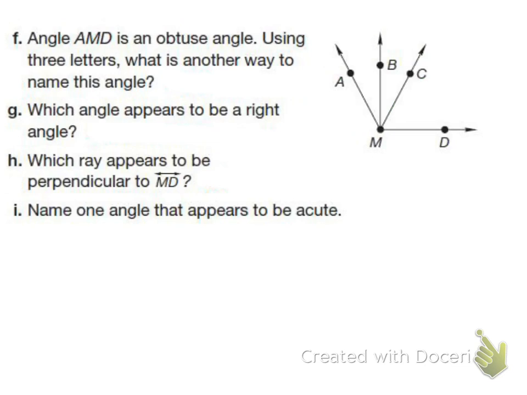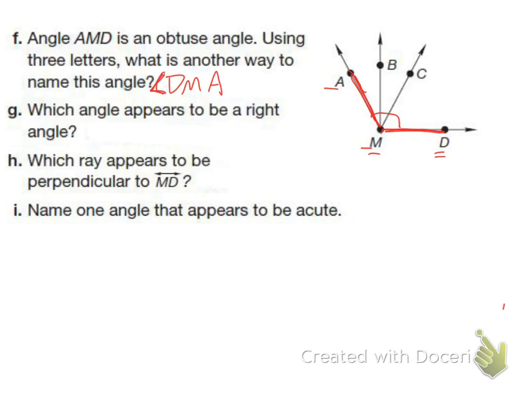All right. So for the last problem, it says, angle AMD is an obtuse angle. So that's AMD. So that's this big angle here. Okay. Using 3 letters, what is another way to name this angle? Well, instead of doing AMD, I can go backwards and do DMA. And I need to remember to put that angle sign. Angle. There we go.